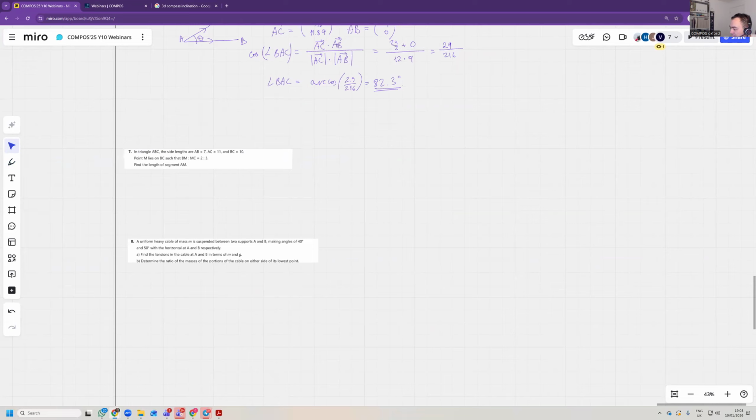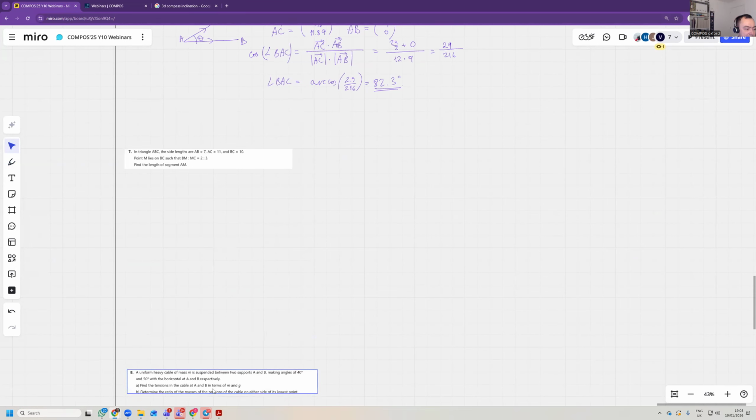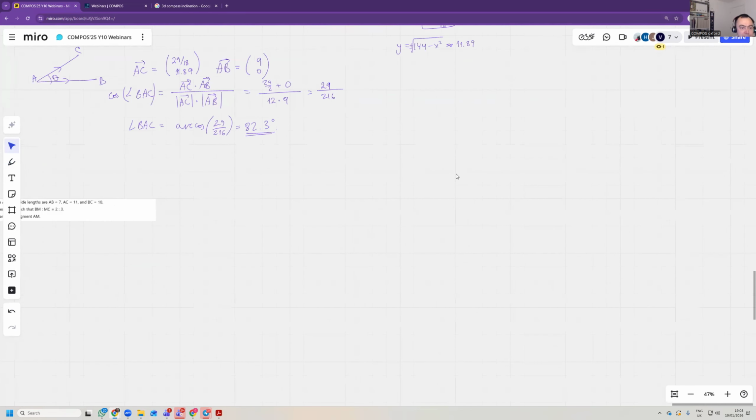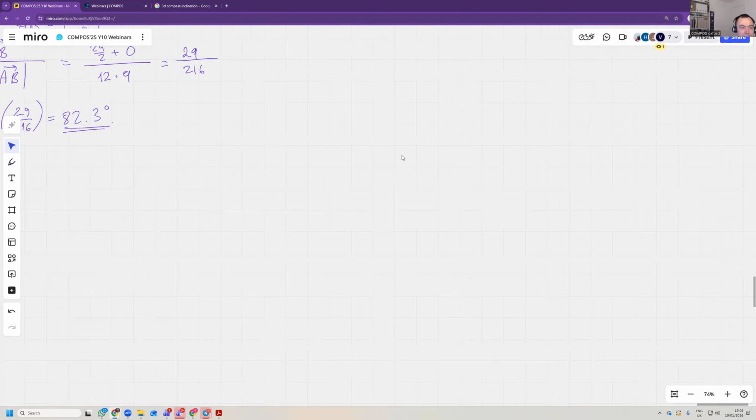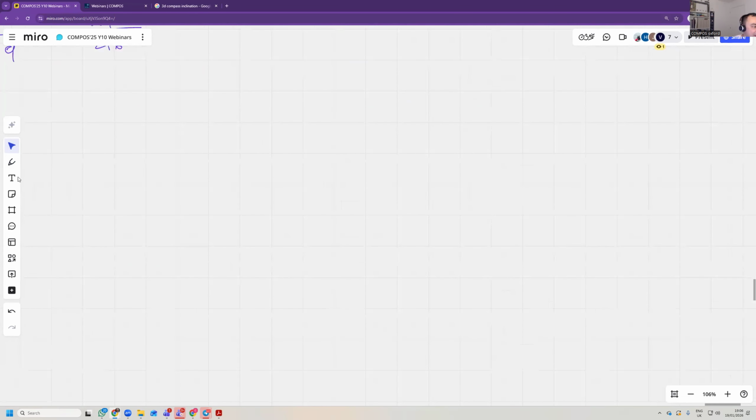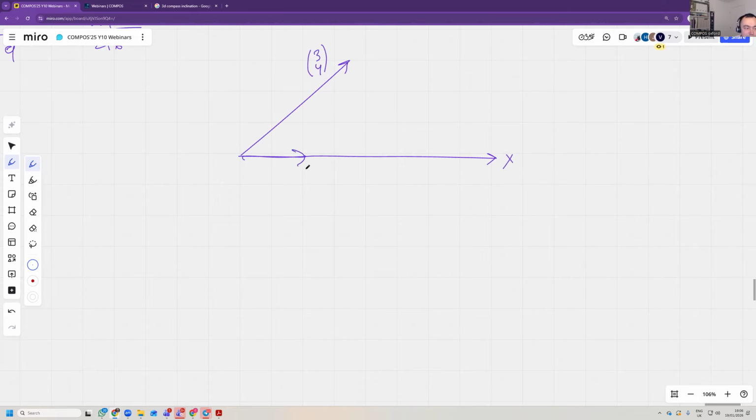How do you find the angle between the x-axis and a vector? Well, you take any vector on the x-axis. Let's say you have a vector, I don't know, (3, 4), and you have the x-axis. Take any vector on the x-axis, so a vector on the x-axis would be like (3, 0), for example.